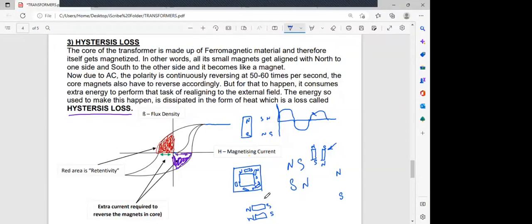Now that was happening while your particular AC cycle, the magnetizing current, has reached its maximum. You have reached the saturation point.